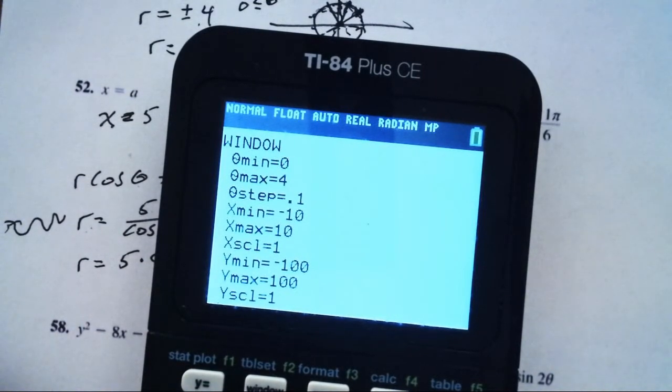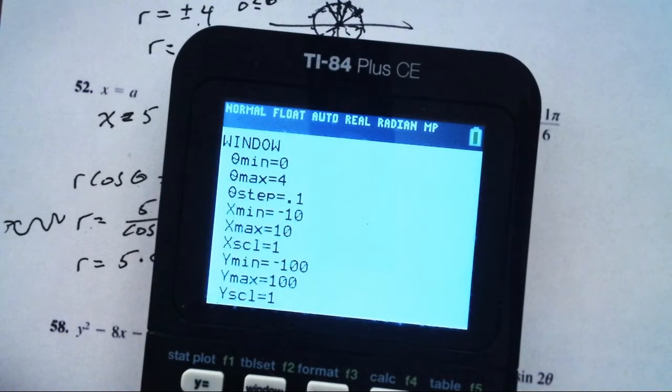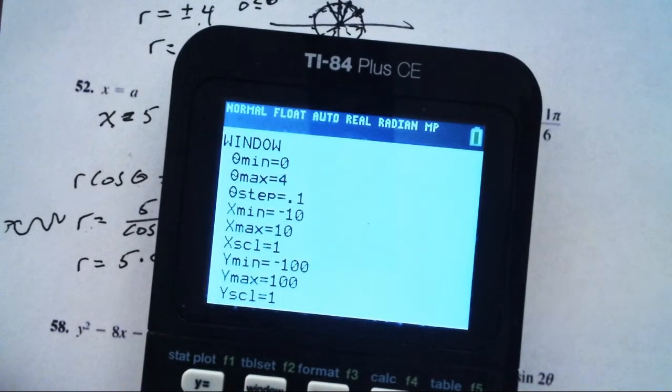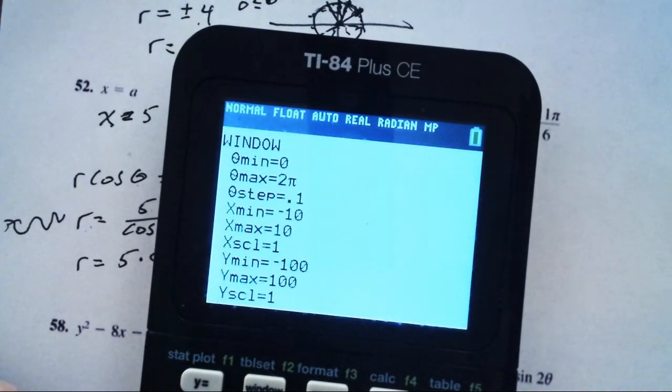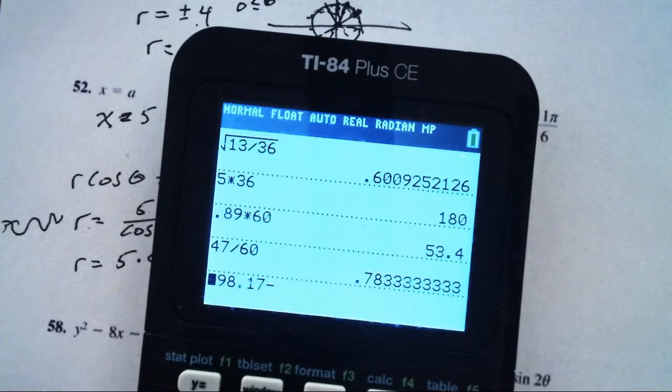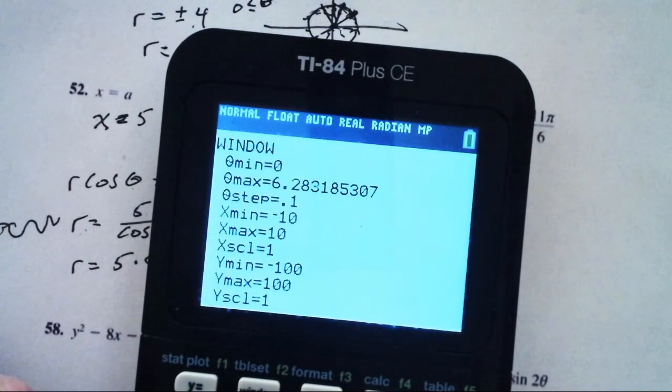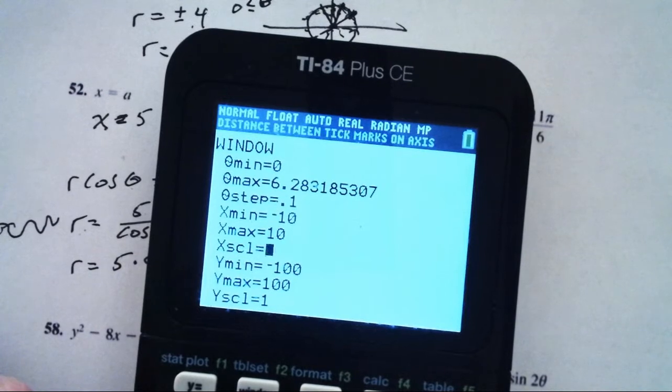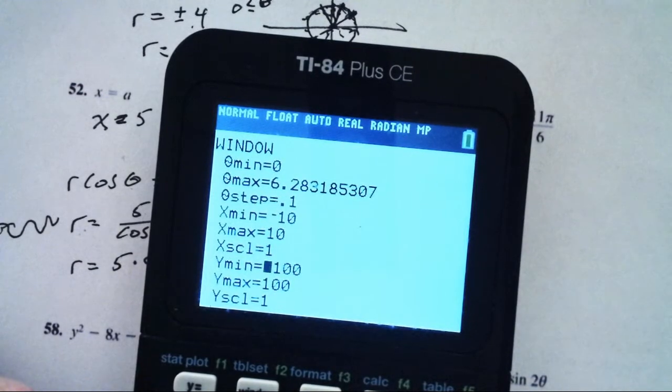Nothing magical about that, but x min 0, x max, let's go down, 2 pi, and stepping point 1, that seems good. When I graph this thing, it doesn't like it. I must have done something wrong in there. Let's go back into window, 0 to 1.1.1, negative 100 to 100. I'm just going to go negative 10 to 10, but I'm not sure that's where my error is.